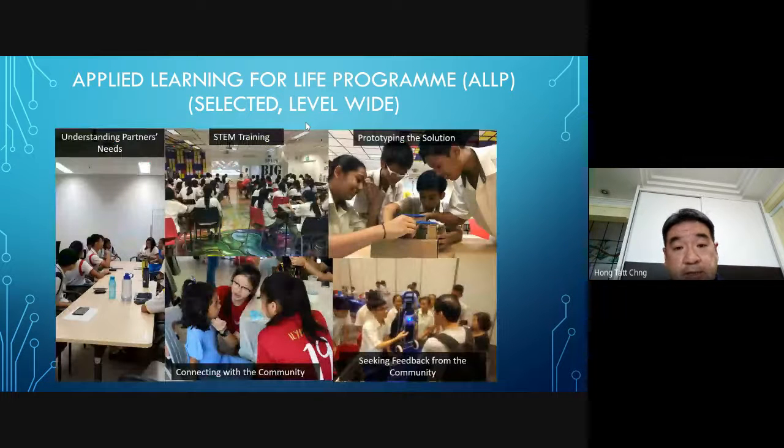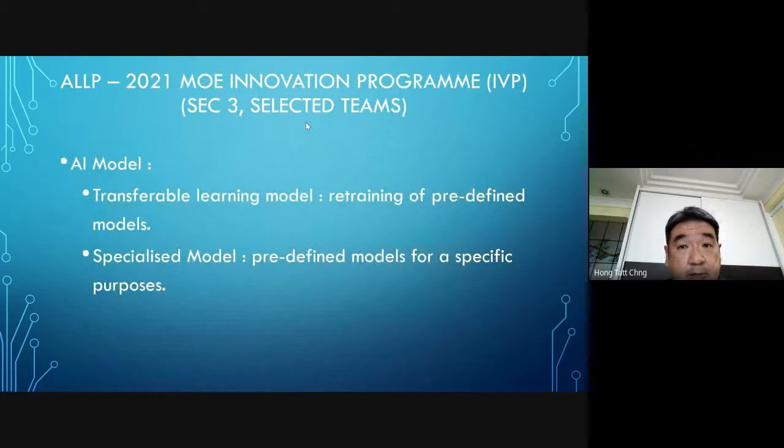Okay, so all these are the community outreach before COVID. Right now for the Sec 3, last year we started to embark on some AI, with very small selected teams on AI projects. In AI, there are two terms in terms of AI modeling. The first one is the transferable learning model, and the other one is the specialized model. In our context, transferable learning means anything that they can customize. The predefined model means you can just use a model and let the AI routine or AI programs do the task.